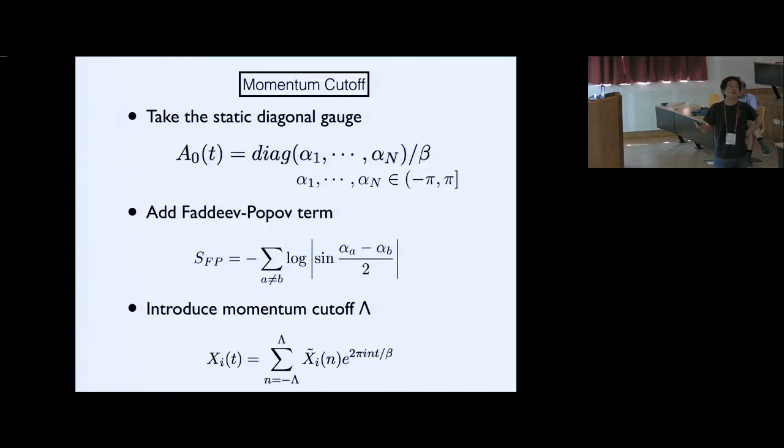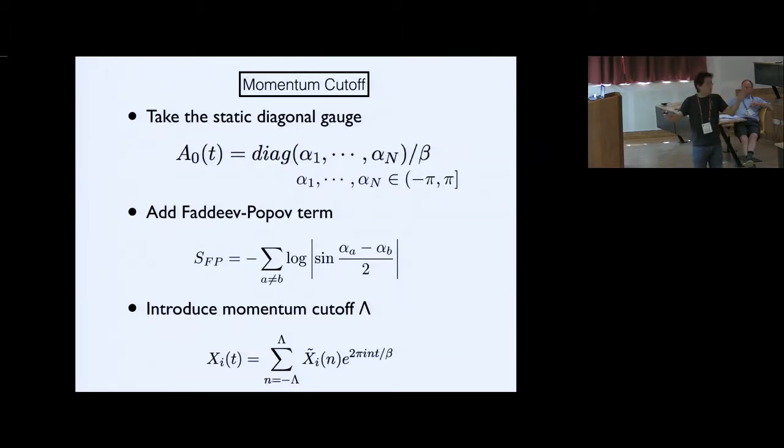This beta is 1 over temperature, which is the circumference along the compactified temporal direction. And we can take A0 to be static and diagonal, and the diagonal element is alpha over beta, and this alpha is between -pi and pi. We can take such a gauge. And then associated with this gauge fixing, we have to add the Faddeev-Popov term. But after that, we can just expand X or the fermion psi in Fourier modes, and we can just introduce a cutoff.